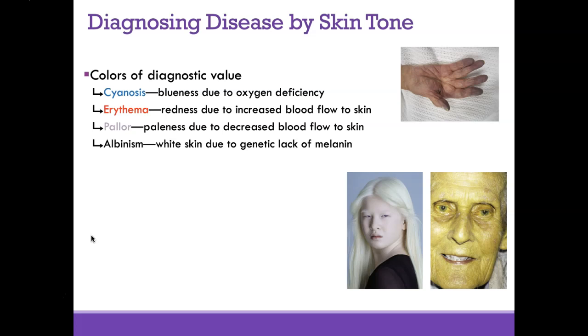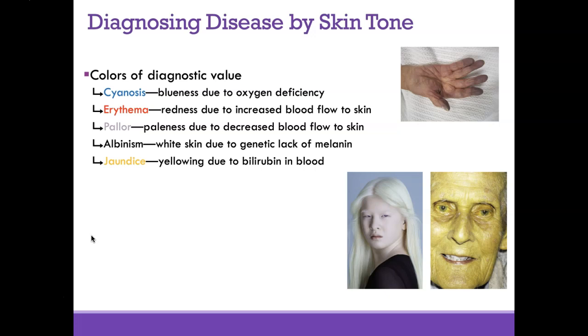Albinism is a genetic lack of melanin. Again, genetic means it's a gene that's defective. Melanin is normally synthesized from an amino acid by the enzyme tyrosinase. People with albinism do not have a functional copy of tyrosinase, so they cannot make melanin at all.